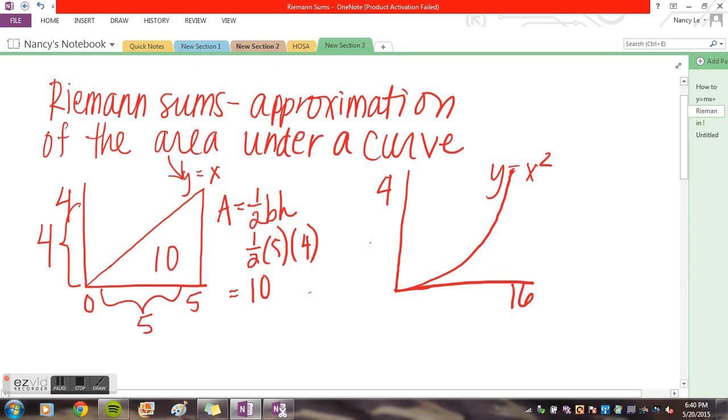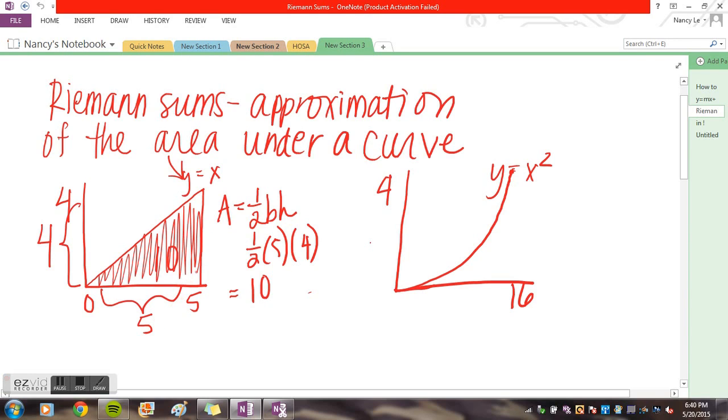So, you already know the formula for the area of a triangle, which is 1/2 times base times height. So your distance from 0 to 5 is 5. So that would be your base. So 1/2 times the base of 5 times the height of 4 will give you 10.